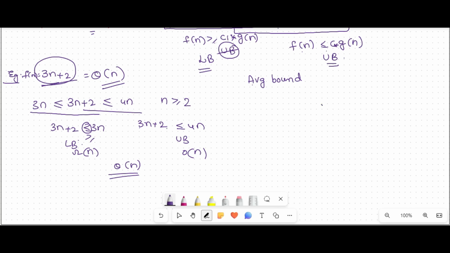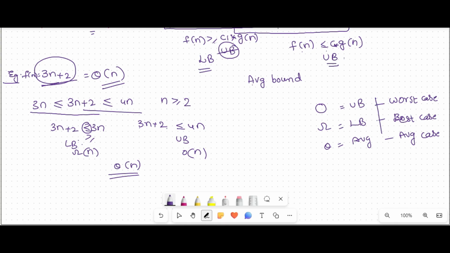Remember, I am not saying that big O is the upper bound and is used to say the time complexity in the worst case. I am not saying omega is a lower bound to denote the best case. So theta is the average bound. I am not saying that this is the average case.